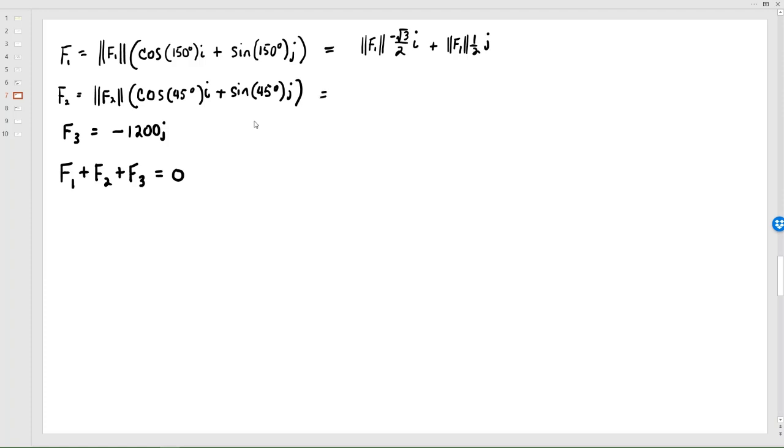Okay, and I'm going to do the same thing here with this. F2 would be equal to, if I distribute the magnitude of the force and calculate the cosine of 45 degrees, which is the square root of 2 over 2, times the i, plus also the sine of 45 degrees, the square root of 2 over 2, times j. Okay, and then F3 is just negative 1200j.